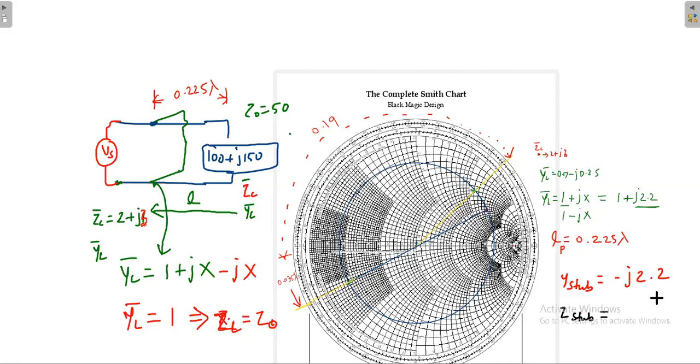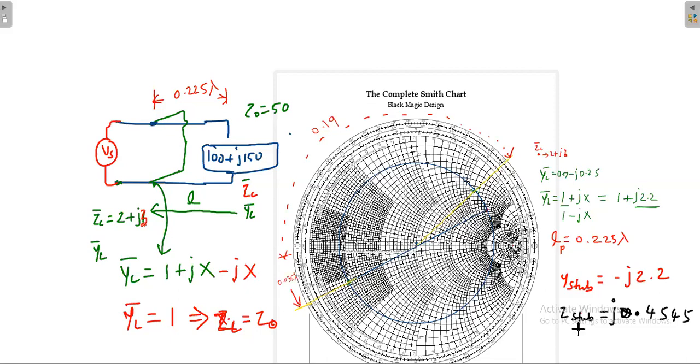Anybody? 1 by 2.2. From Smith chart also we can calculate, and again that will make confusion. I will draw something, then again confusion will arise. 1 by 2.2. Use your calculator. Okay, 0.4545. So if I calculate the impedance of the stub, it has to be j 0.4545.